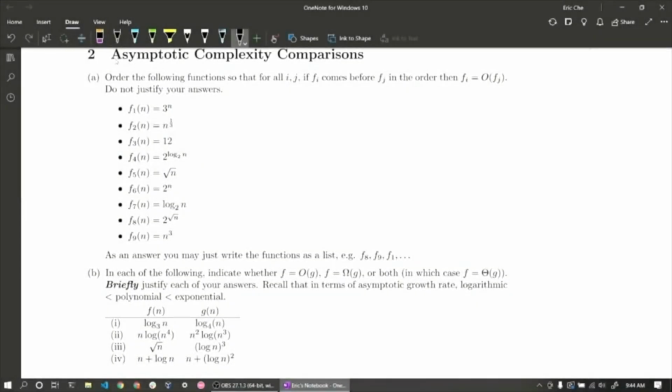This is question 2, asymptotics, complexity comparisons. A. Order the following functions so that for all i, j, if i comes before j in the order, then f_i equals O of f_j. Do not justify your answers. So go ahead and try to solve this problem yourself. I'll go ahead and explain my thinking right now.